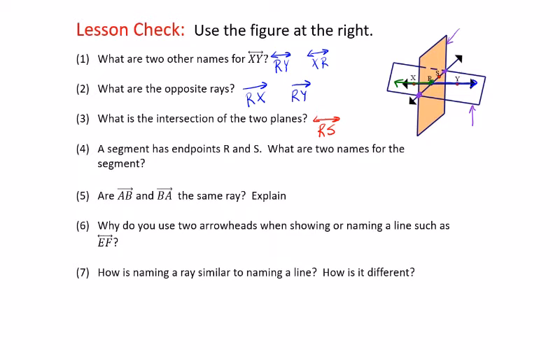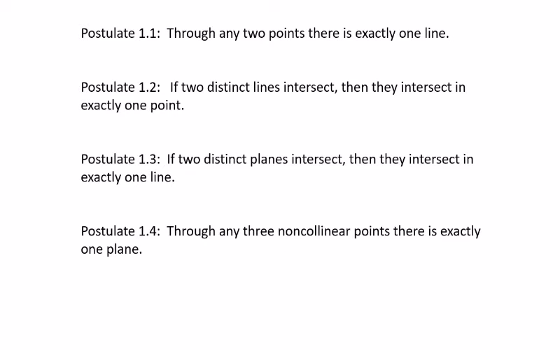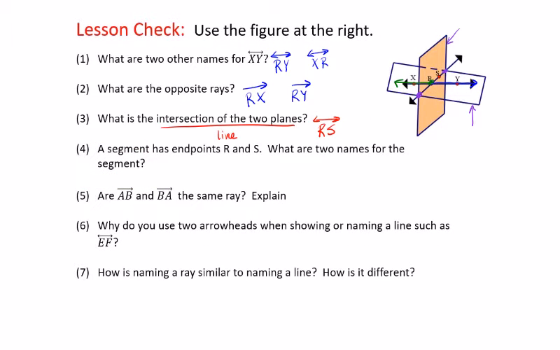Remember, when they say intersection of two planes, that means it's going to be one line, based on postulate 1.3: if two planes intersect, they intersect in exactly one line. All right. Number four, a segment has endpoints at R and S. What are the two names for the segment? It's pretty easy. We don't even need the picture. It's going to be RS, and it's going to be SR.